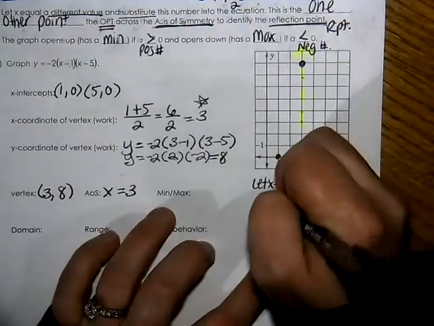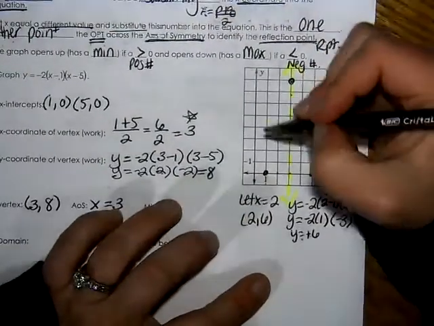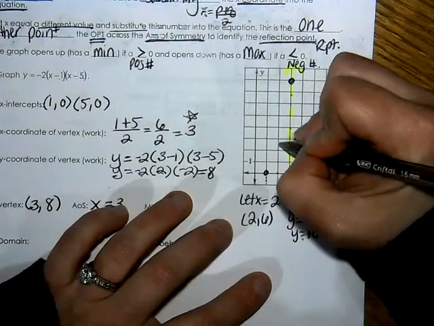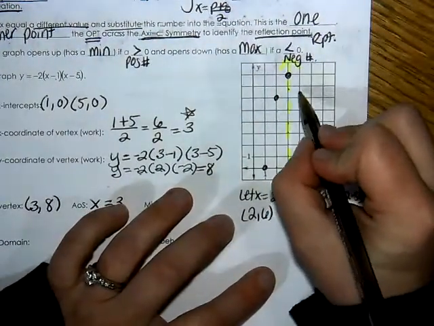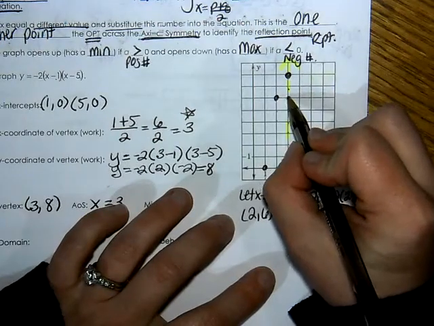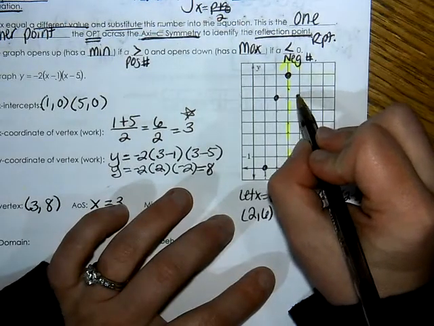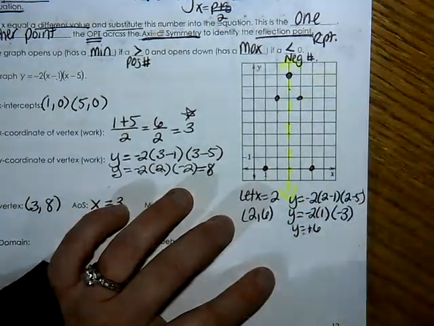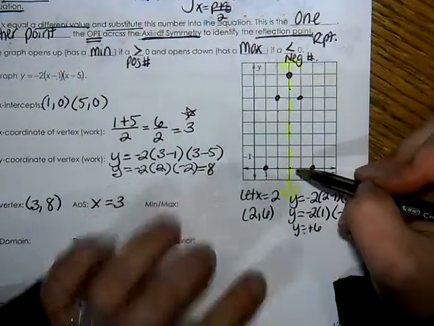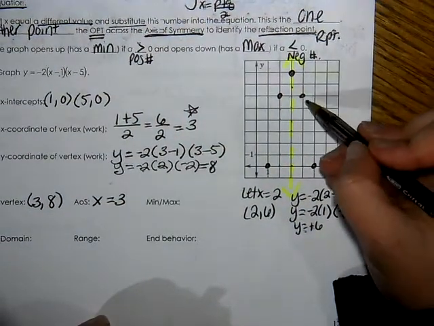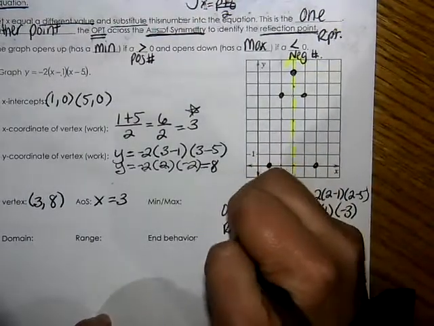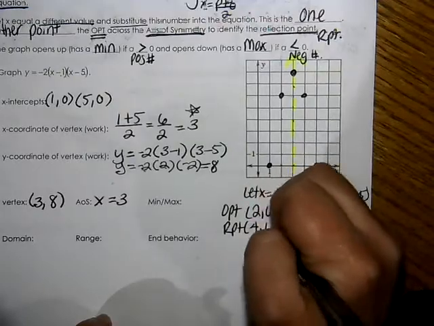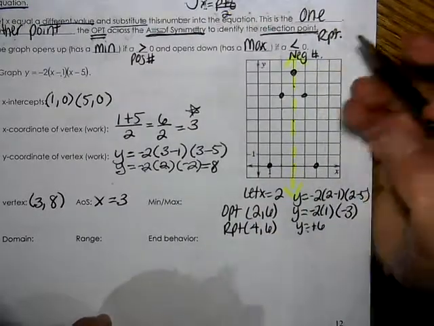positive 6. So (2, 6) is another point that's on my graph. 1, 2, 3, 4, 5, 6. And I can reflect that point across the line of symmetry. Since it is 1 unit away from the line of symmetry, I can plot a point 1 unit on the other side, and that's going to be located at (4, 6). So this would be called the OPT, and its reflection point would be located at (4, 6). So that's all that means.